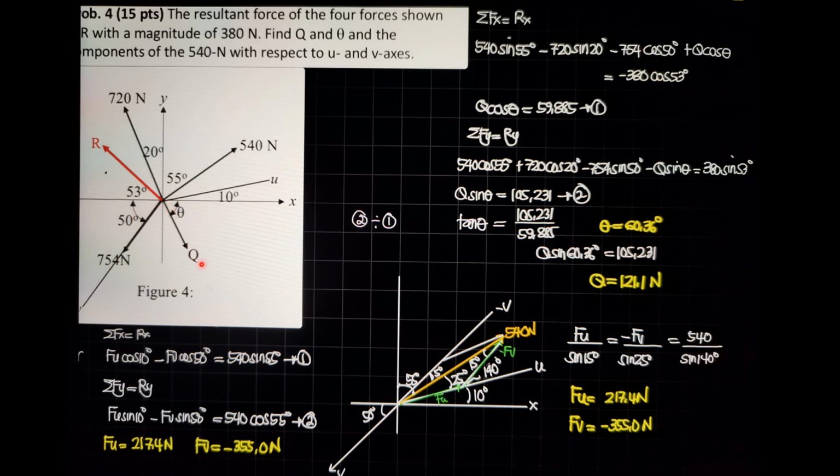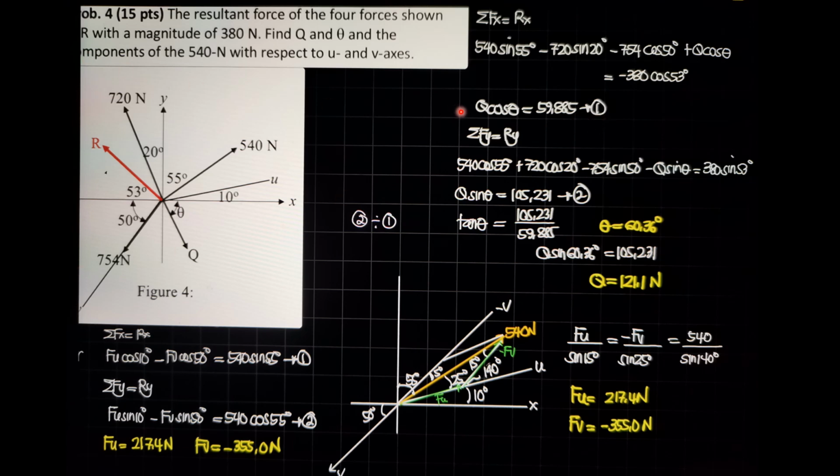The x component of q in this configuration is positive. It is directed down to the right. And this component is q cosine of theta. Then equate it to the x component of the resultant, which is negative r cosine of 53. And r is 380, so negative 380 cosine of 53 degrees. So simplifying this equation, we have q cosine of theta equals 59.885. Call that equation 1.